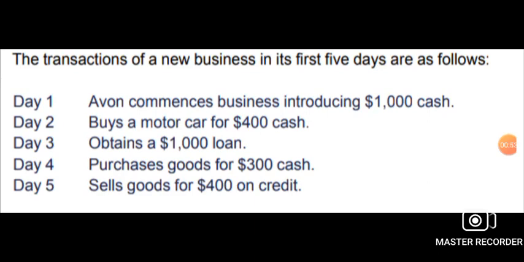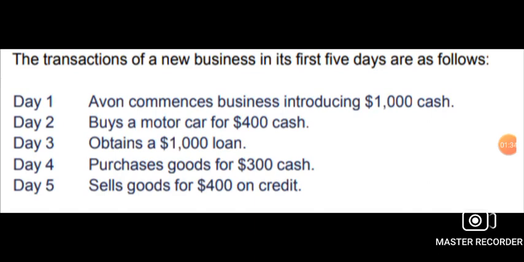So Avon commences business introducing 1,000 cash. What accounts need to be opened here? Well, cash, of course, is a key term, so you have to open the cash account. Another word which you should use here is commences. Commences business. When you hear that word, that should trigger in your mind that this is the capital account that you need to create. Starting business, commences, this is the capital account. Those are the keywords. Don't worry about Avon, this is just the company name. So the 2 accounts that you need are capital and the cash account.